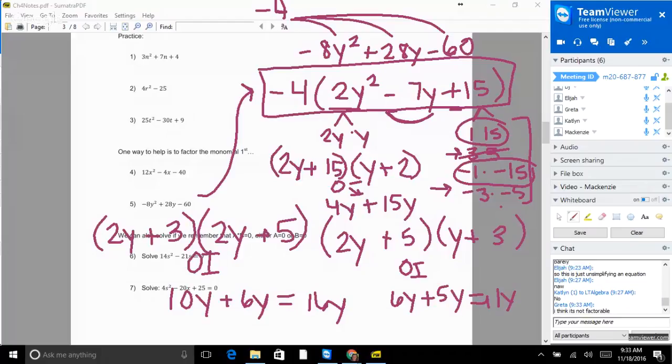Yep. I agree, Greta. I don't think it's factorable either. Actually, technically, we did factor by pulling out a -4, but I don't think we can do any factoring beyond that.